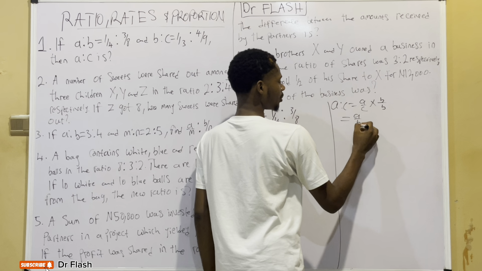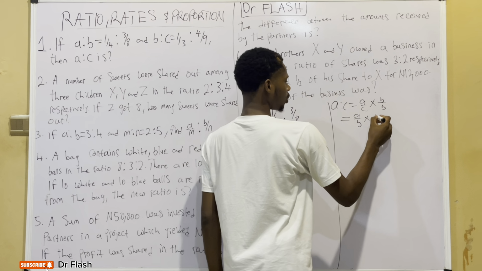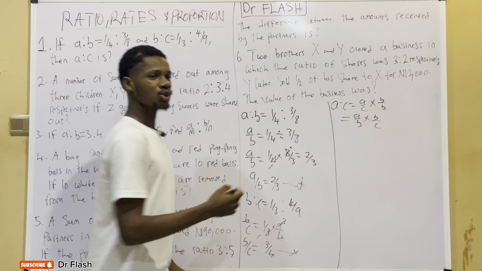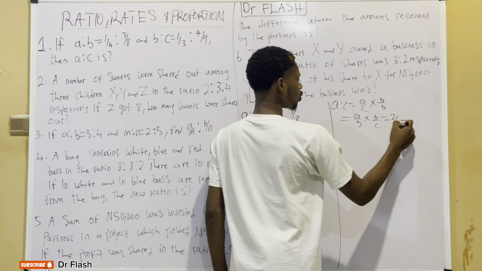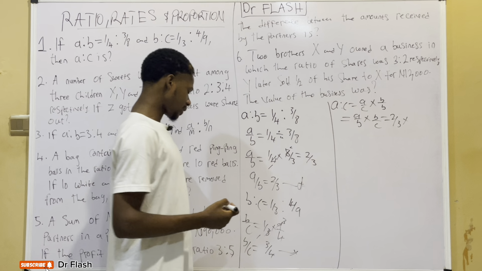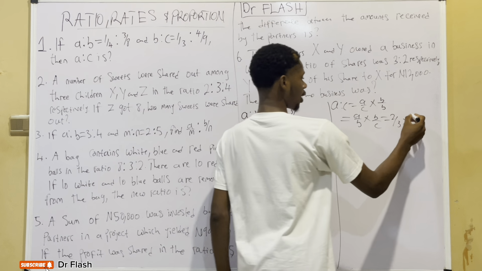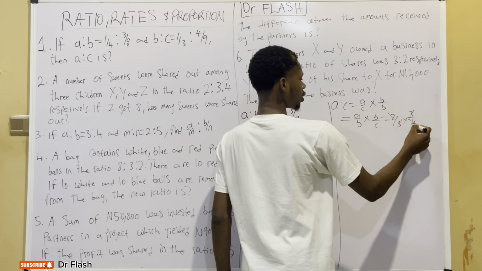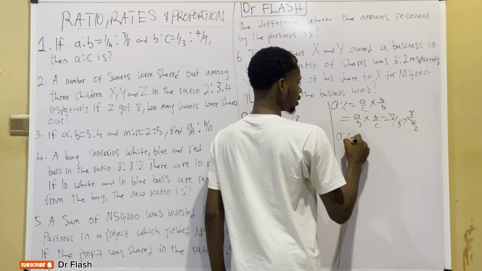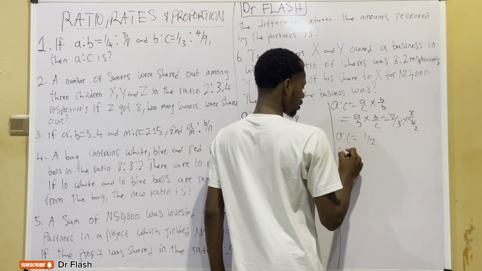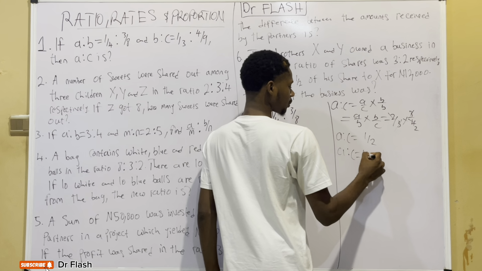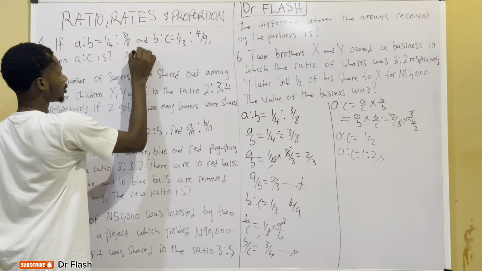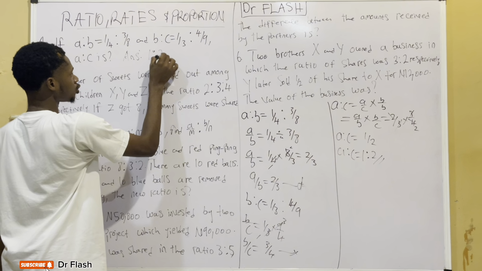This is same as A over B times B over C. But we solved for A over B already. A over B is 2/3. So that is 2/3 times B over C. B over C is 3/4. So we have 3/4. Now 3 here is 1, 3 here is 1. 2 here is 1, 2 here is 2. So A ratio C is equal to 1/2. So the correct answer to this first question is 1/2.